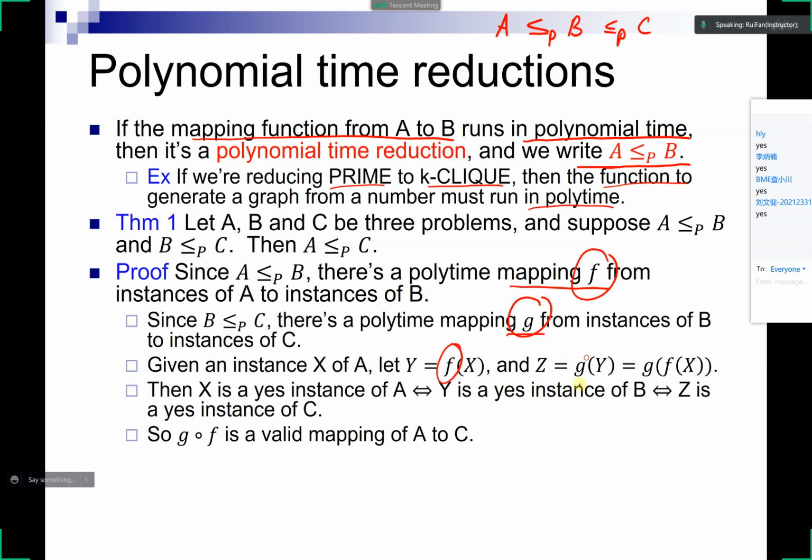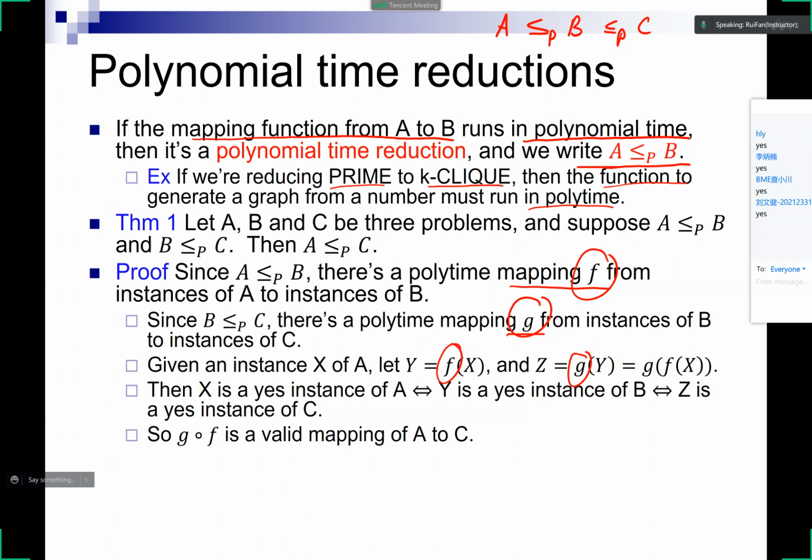Then by the definition of G, we know that y is a yes instance of B if and only if z is a yes instance of C, because z is equal to G of y. And so this means that x is a yes instance of A if and only if z is a yes instance of C.